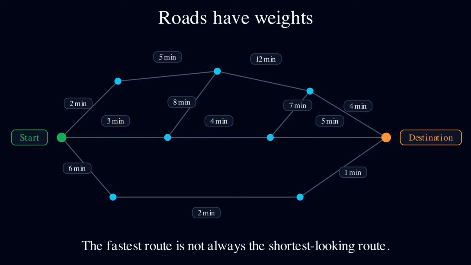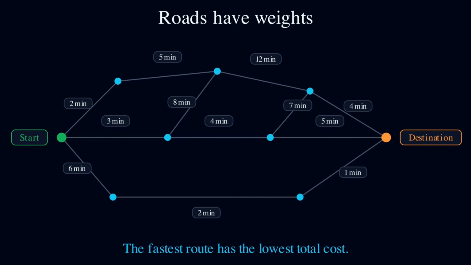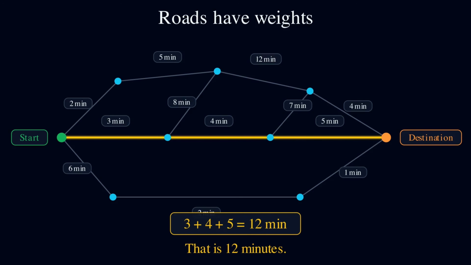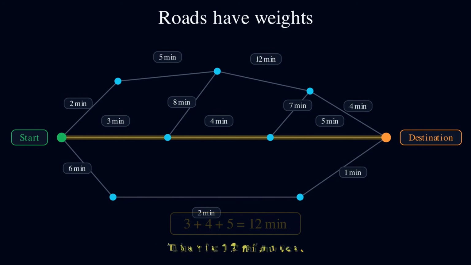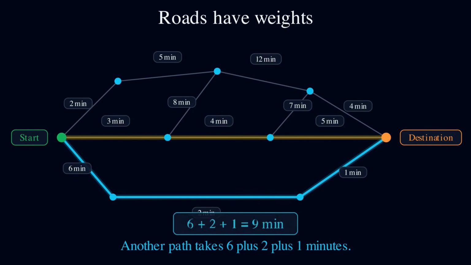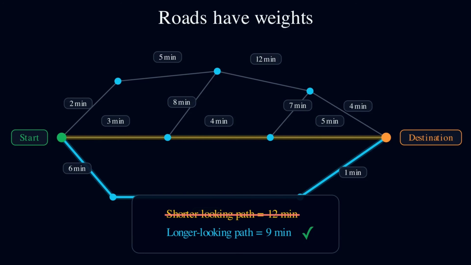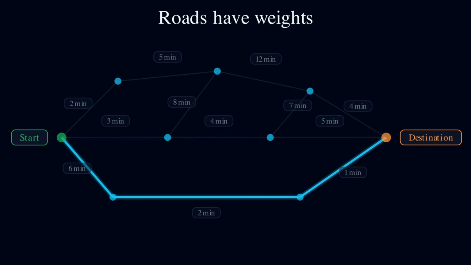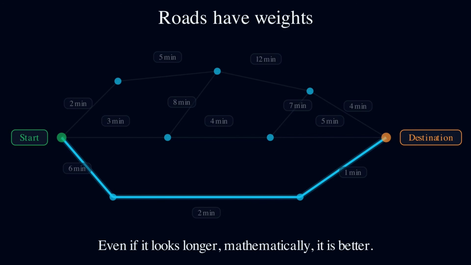The fastest route is not always the shortest looking route. The fastest route is the route with the lowest total cost. So if one path takes 3 plus 5 plus 4 minutes, that is 12 minutes. And if another path takes 6 plus 2 plus 1 minutes, that is 9 minutes. Even if the second route looks longer, mathematically, it is a better route. Being the fastest is not the same as being the shortest. Being the fastest means having the lowest total cost.